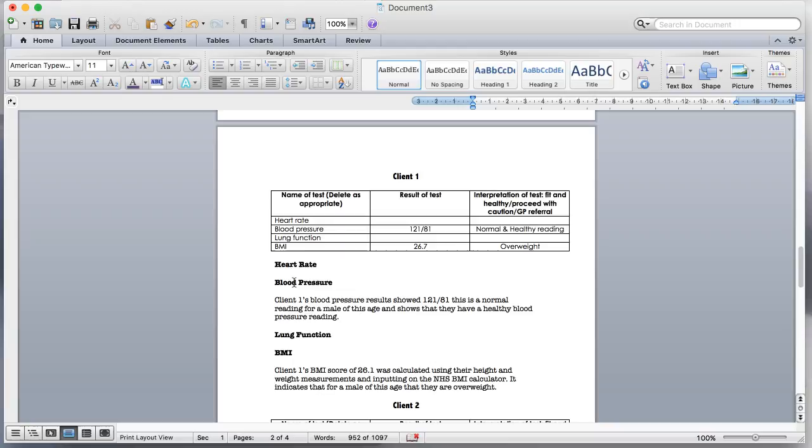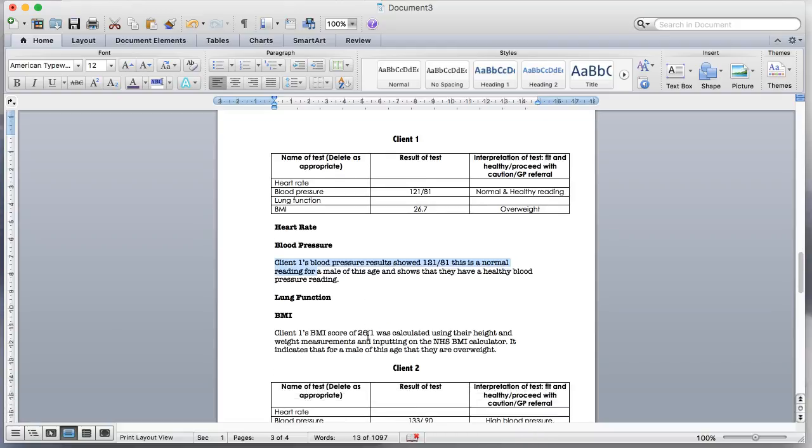What I've done down here, so heart rate, where I haven't done it, I need to get on and do that. But in the case of blood pressure, client 1's blood pressure results show that 121/80 is normal. For a male this age, it shows they have a healthy blood pressure reading. Okay, that's all I've done is summarize it.